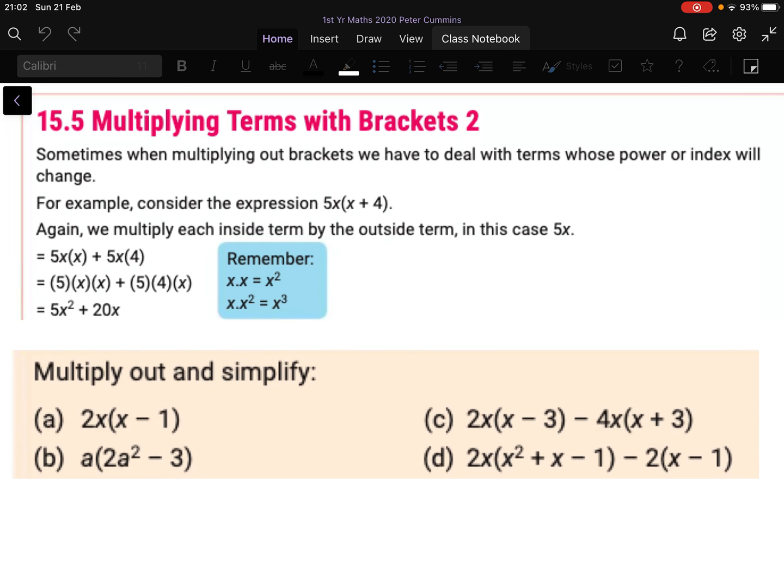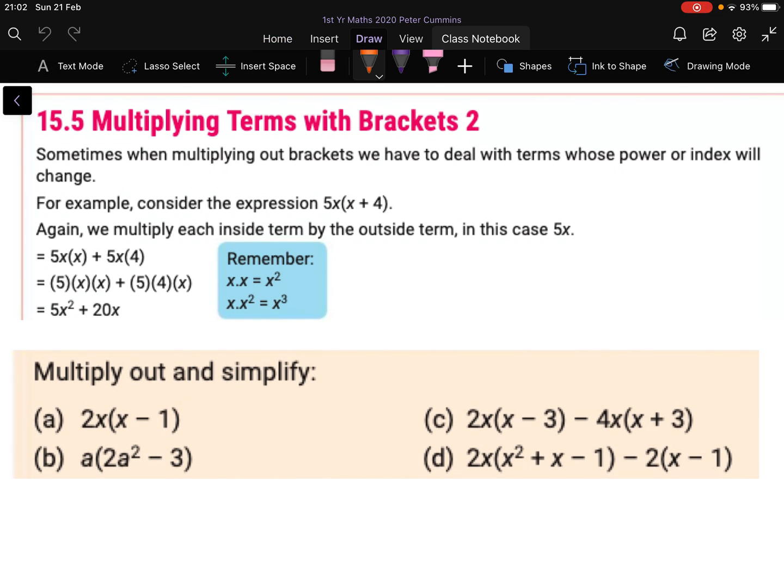Just to remind you, do you remember this here? We had x squared, x by x gives you x squared, and x by x squared gives you x cubed. It's the same. I can go on and keep doing that. I could do x squared multiplied by x squared, which would give you x to the power of 4. So you keep adding the powers all the way along. Over here, this is going to be x1 and x1, so add the powers to give you x squared. So don't forget that, even though we're moving on.